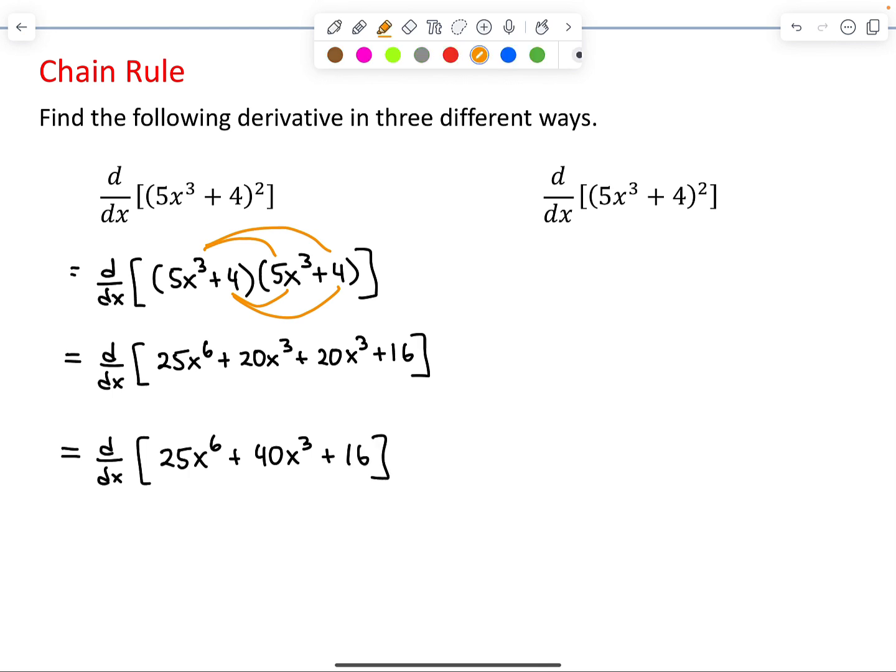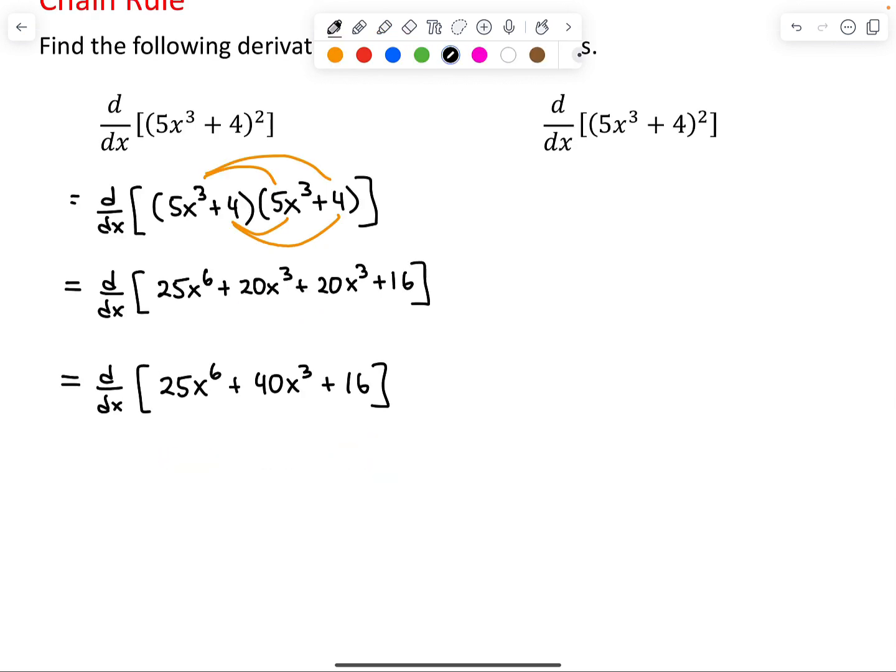And now this is a sum of 3 different functions, so I can differentiate one function at a time, which we say is differentiating term by term. And in each case, I just need the power rule. So the derivative of 25x to the 6th, 6 multiplies to 25, giving 150. X to the power drops from 6 to 5. Plus, power rule again, 3 times 40 is 120. Power drops from 3 to 2. And then the derivative of 16 is 0.